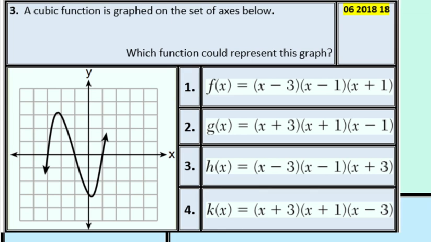Our first one is negative 3, 0. Our second one is negative 1, 0. And finally, the one on the other side of the y-axis is positive 1, 0.